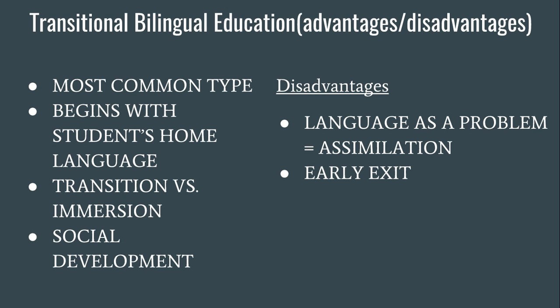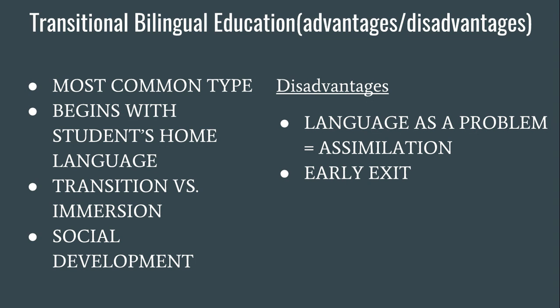The next program is transitional bilingual education, which is the most common type of bilingual education, which means that it has the most funding and the most backing from the federal government. It begins with the student's home language, so the students learn skills and foundation in their native language, and it is a transition, so that means that the more they go into school, the less native language they get to use. So eventually they will be placed in an immersion or monolingual English classroom.